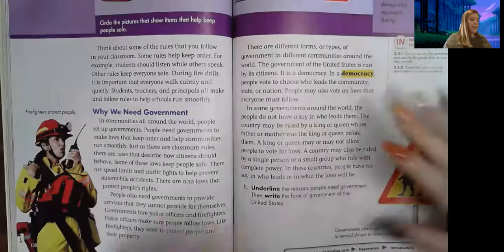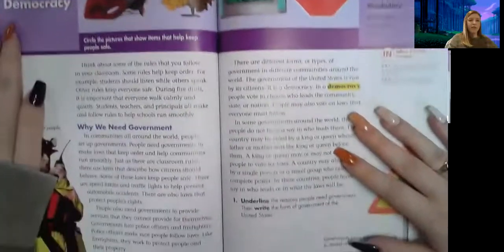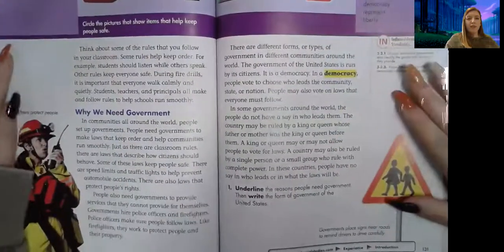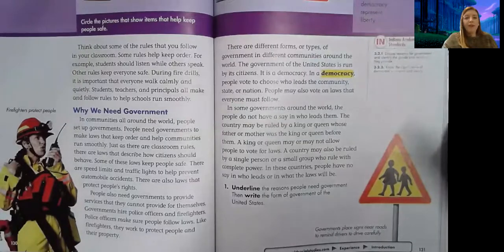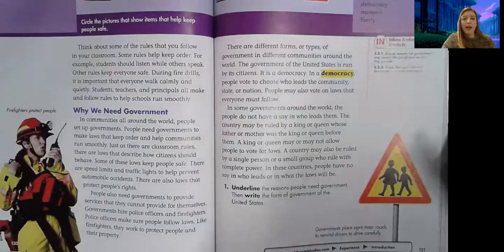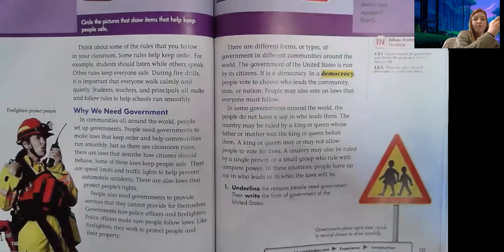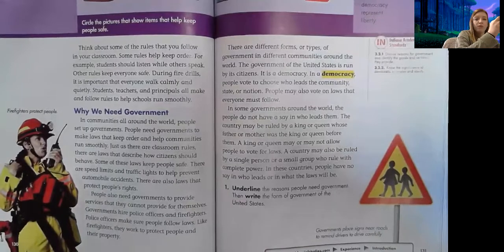All right, the first lesson is all about our democracy. So think about some of the rules that you follow in your classroom. Some rules help keep order. For example, students should listen while others speak. Other rules keep everyone safe. During fire drills, it is important that everyone walk calmly and quietly. Students, teachers, and principals all make and follow rules to help schools run smoothly.